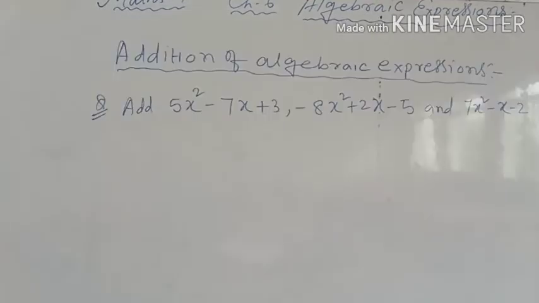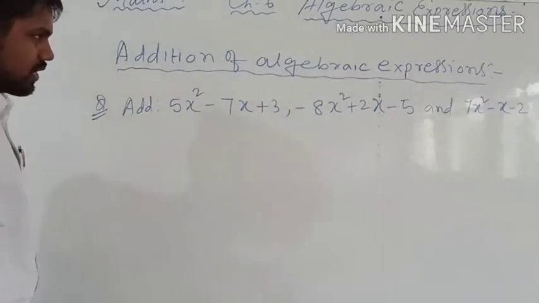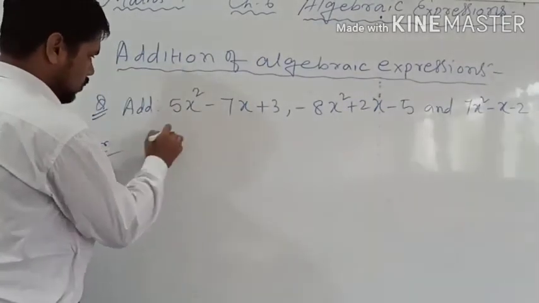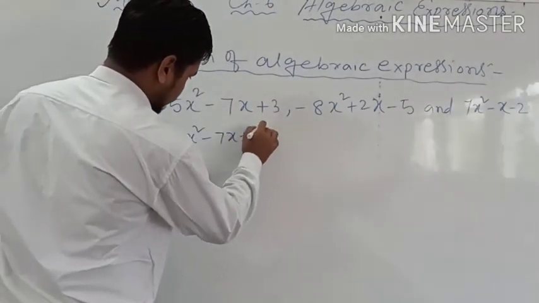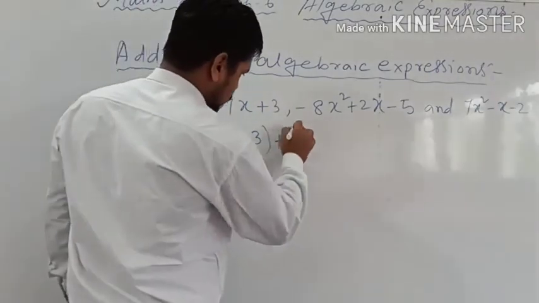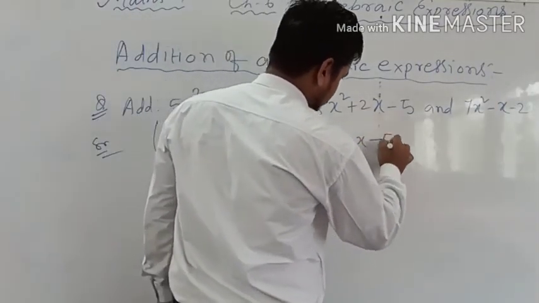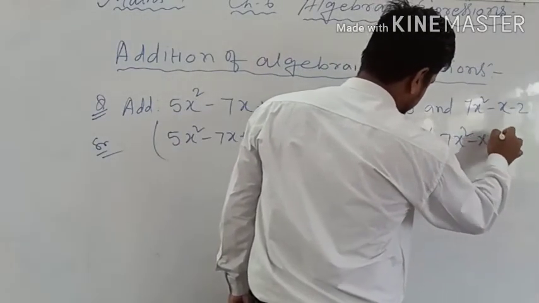Now, addition of algebraic expressions. Suppose it asks you to add these algebraic expressions. How can you add them? First, let's write. We have to add 5x square minus 7x plus 3, then minus 8x square plus 2x minus 5, and then 7x square minus x minus 2.